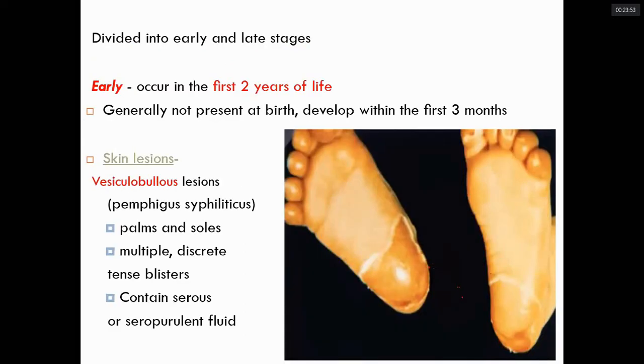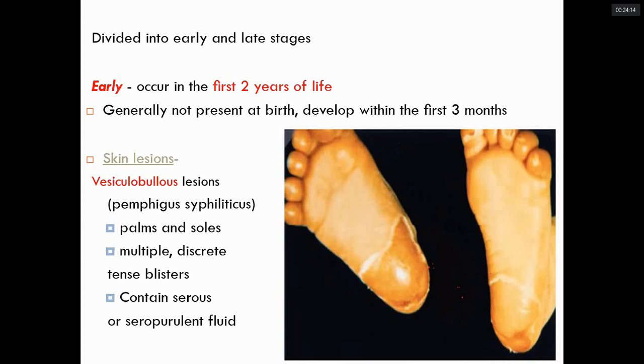Now congenital syphilis is divided into two stages, early and late. If it is within the first 2 years of life, it is early congenital syphilis. After 2 years, it is late congenital syphilis. The clinical features of syphilis are generally not present at birth. They develop at around 3 months.